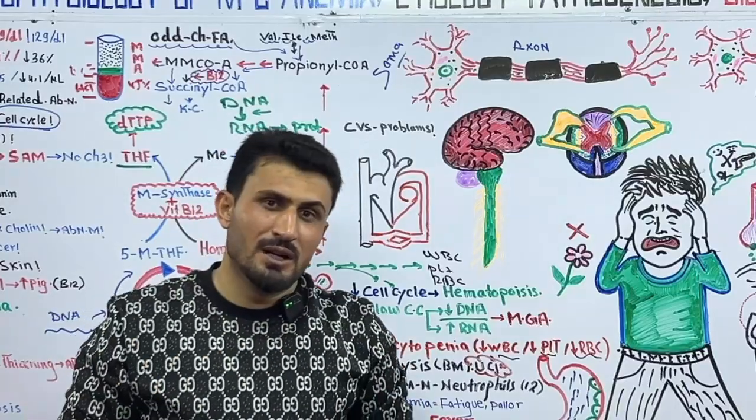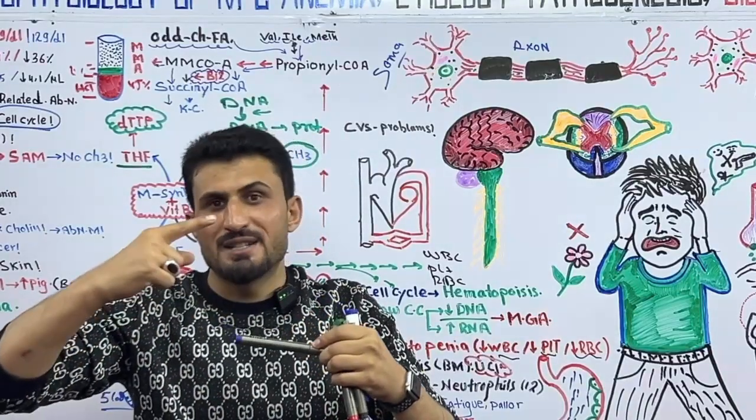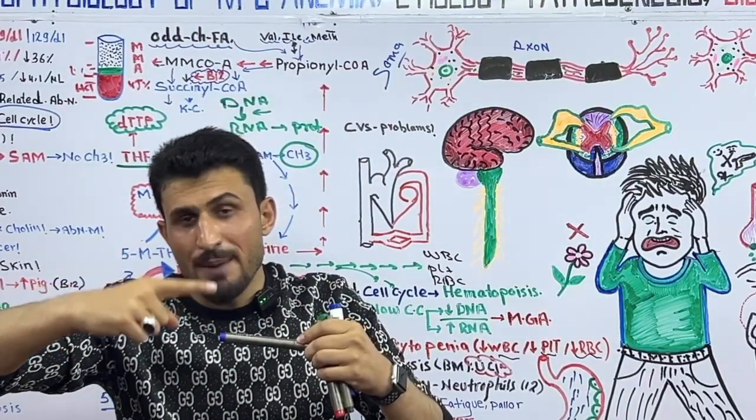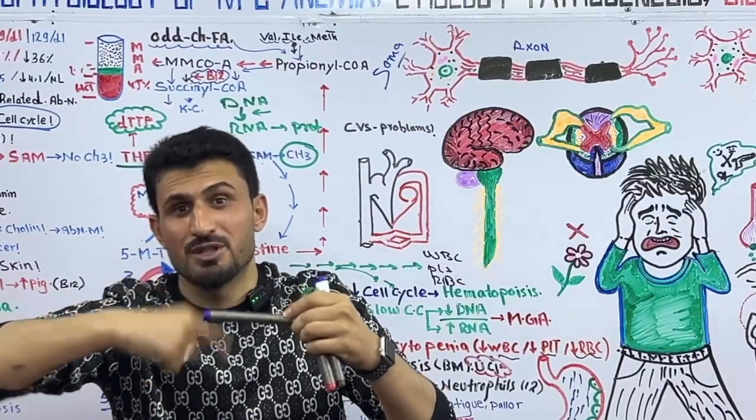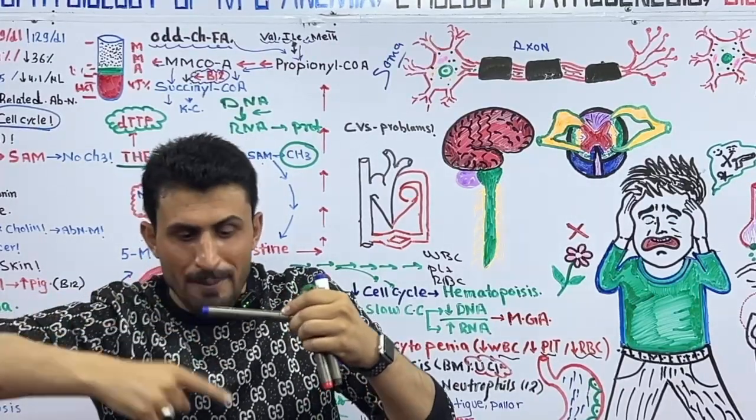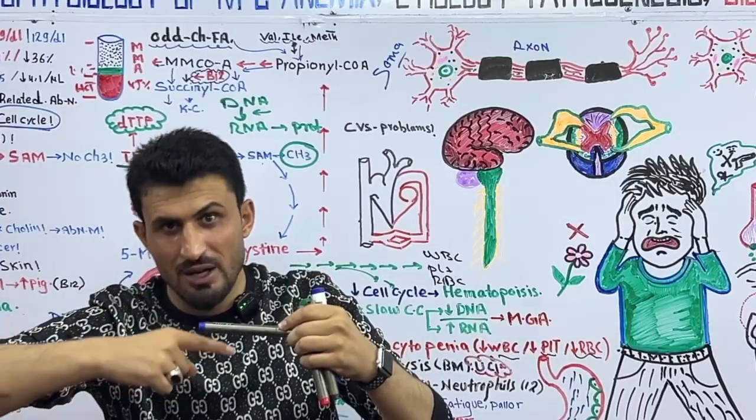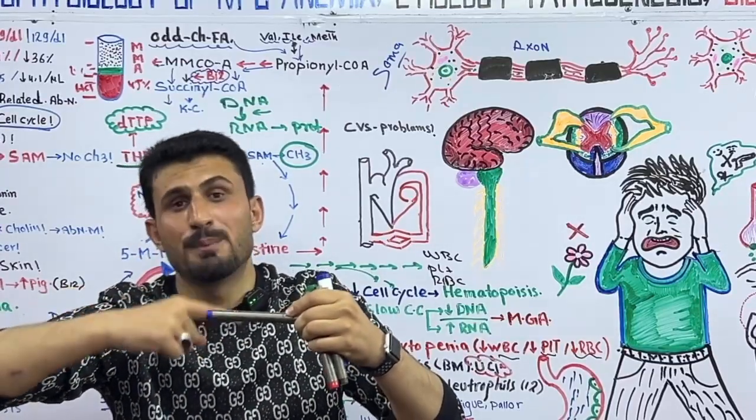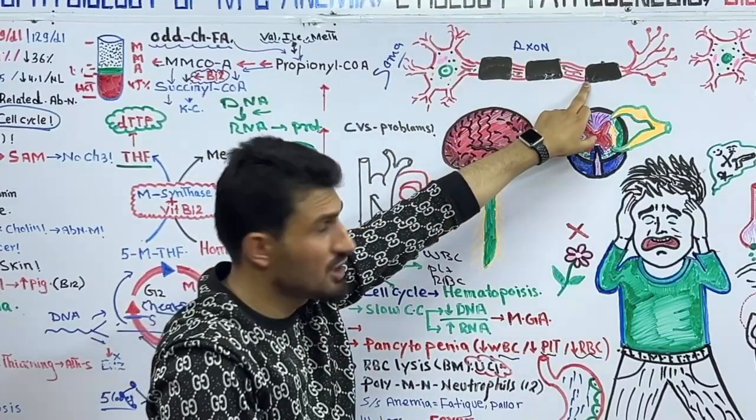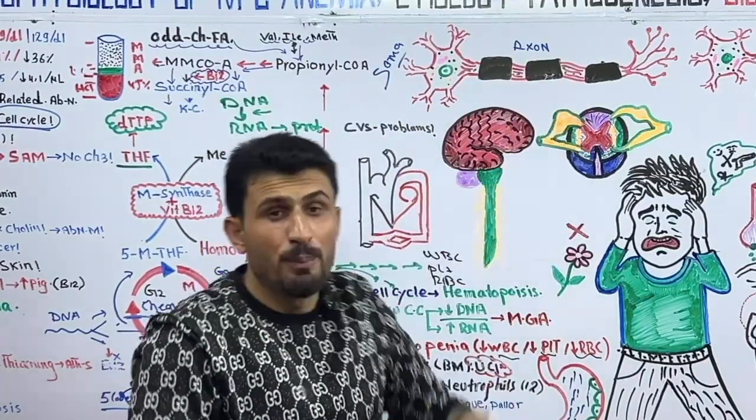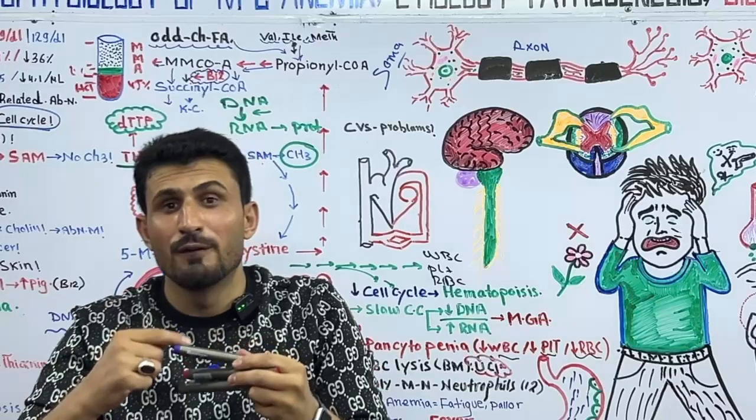So in the peripheral nervous system, if I take a type of cell called a Schwann cell and wrap it around the axon, this wrapping process is called myelination. This is a Schwann cell, this is a Schwann cell, this is a Schwann cell. All of them protect our neuron from damage.